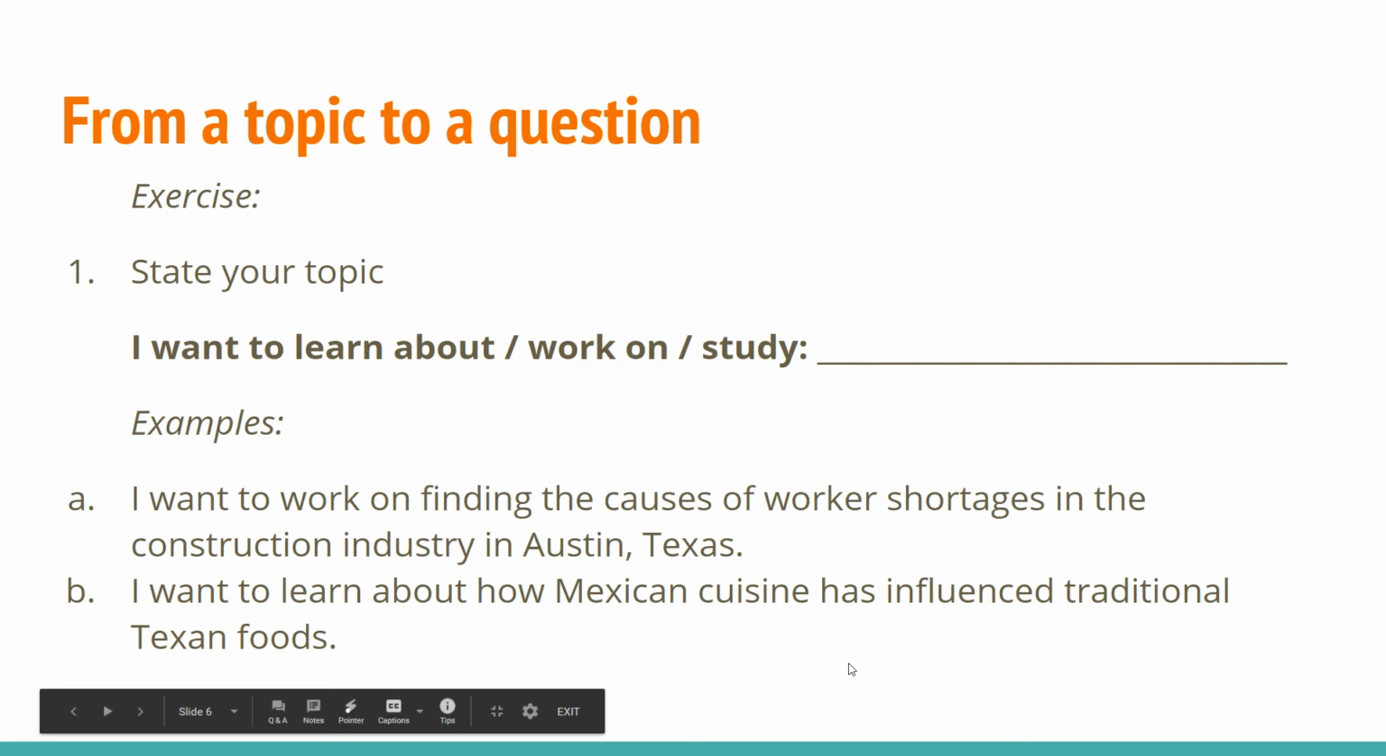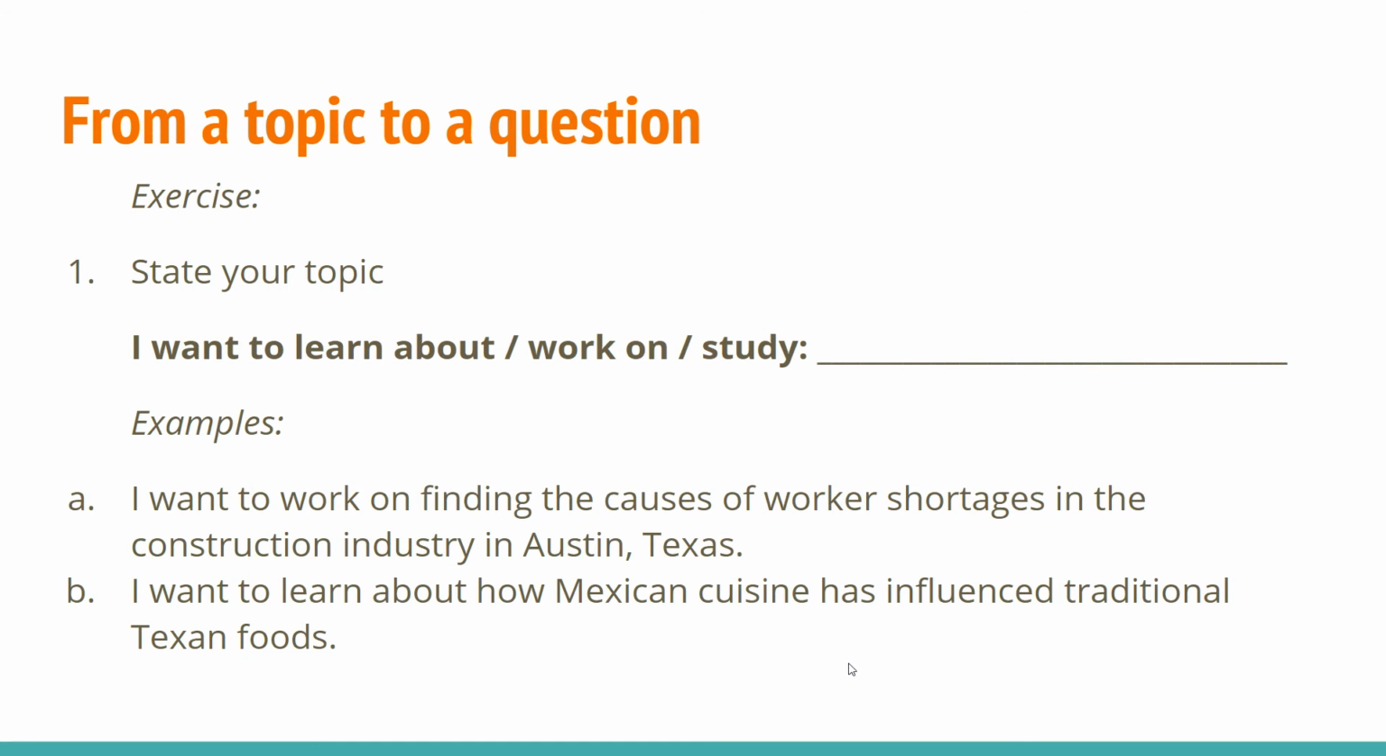So I gave you 2 different examples here. So number 1, I want to work on finding the causes of worker shortages in the construction industry in Austin, Texas. That's a good narrow topic right there. And then B, I want to learn about how Mexican cuisine has influenced traditional Texan foods. Again, that's a good narrow topic. So here, just state your topic and what you want to learn about, what you want to work on, what you want to study.